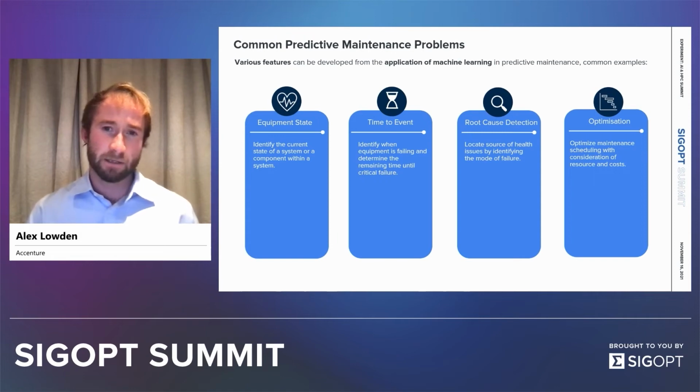But what we typically see is four main problems where machine learning can be applied in predictive maintenance. So the first is the problem of equipment state or equipment health. So this is really looking at identifying the current state of a system or a component within a system and determining the health. So is this component in a healthy state or in a degrading state?